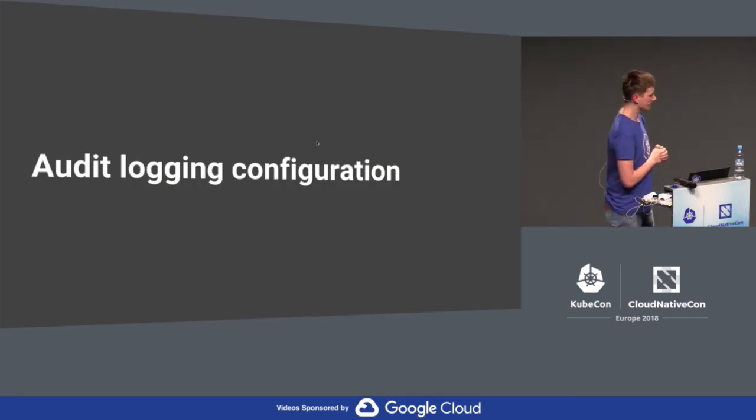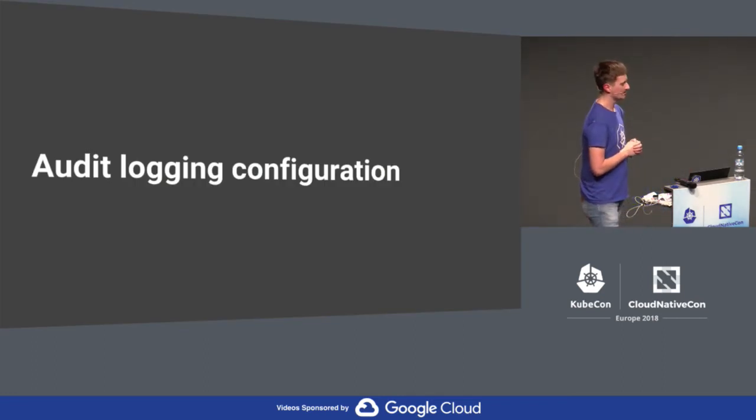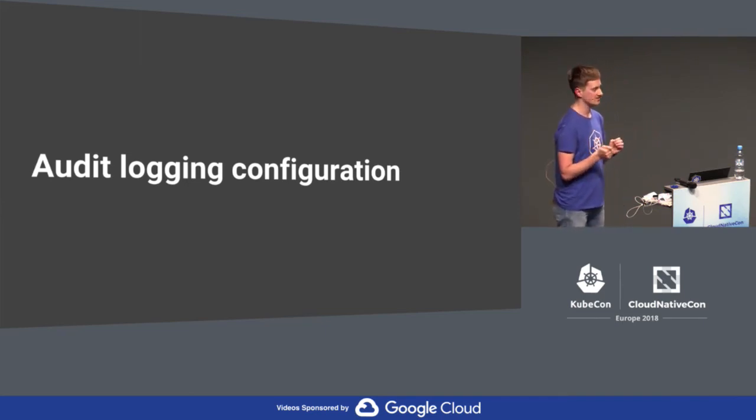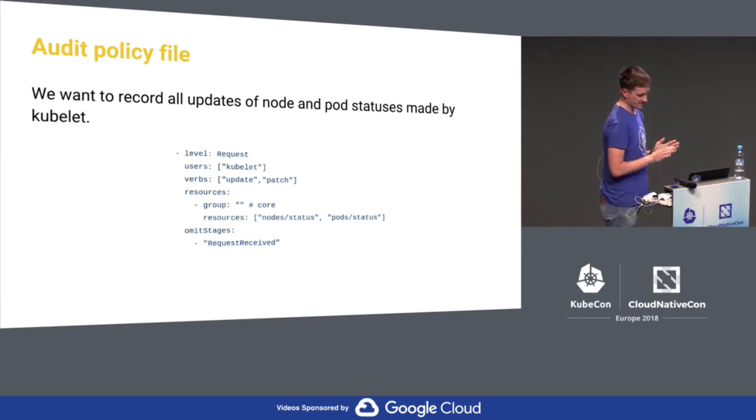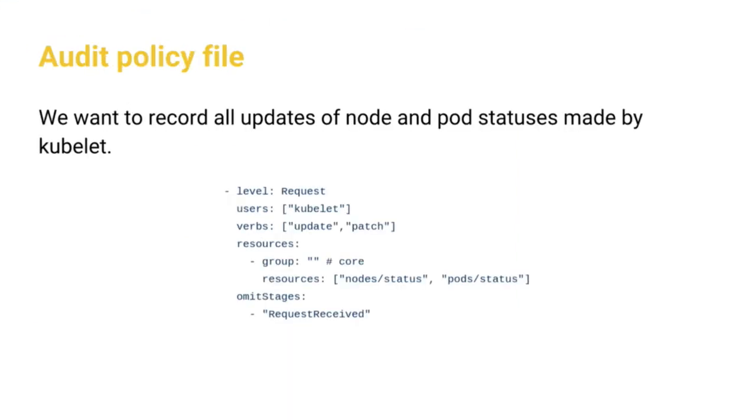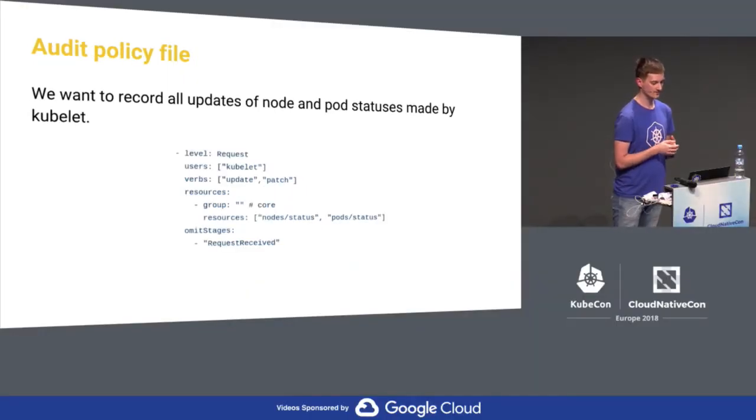So how can you configure audit logging? The most important point is that you should pass an audit policy file to your API server. Let's check how it looks. For example, we want to record all pod and node status updates made by kubelet. On the first line, we are specifying the level. Level is some kind of verbosity of our audit log.